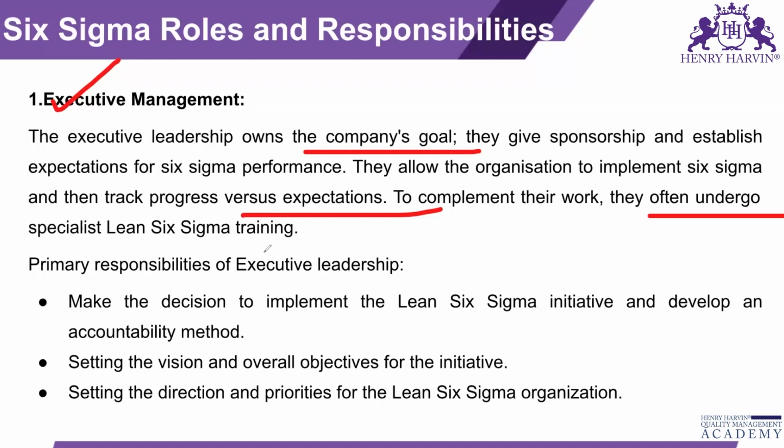So under Lean Six Sigma, they can also undergo specialist Six Sigma training. So they themselves, as an owner, for example, let's say Mr. Charlie is running a company. Mr. Charlie himself is going to take the training from the master black belt. If there's no master black belt, he's going to take the training from the black belt to be able to understand the basics of Six Sigma. Clear? Now, based on that, he's going to take a primary set of objectives. He has to make the decision of implementation.